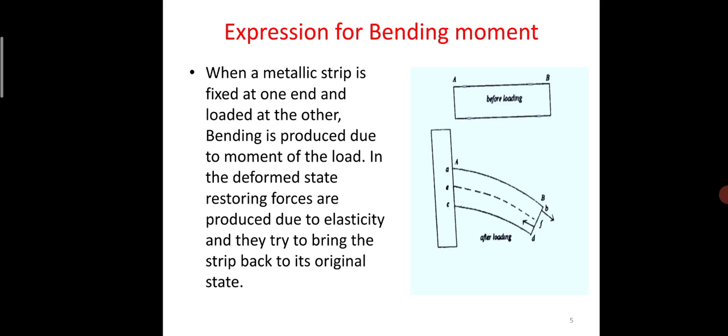Here we consider the rectangular metallic strip as a beam, and the one end of the beam is fixed, the other end is loaded. In the bent portion, AB are the upper layers and they are going to extend, and CD are the lower layers, they are compressed. The layers like EF, which are in the middle place, they are neither expanded nor compressed, and hence they are called as neutral layers.